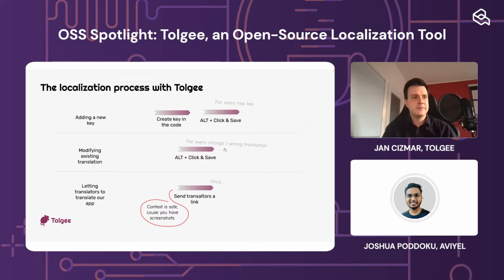So again, pretty easy. And when you are letting translators translate your app, you can just send them a link to the platform and tell them to translate it, and you are done. And it also helps them with machine translation. So it's pretty easy, and they also have the context from the screenshots. So the whole process is much safer and much easier.